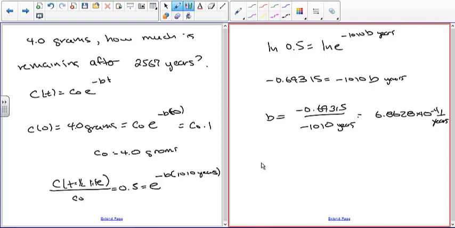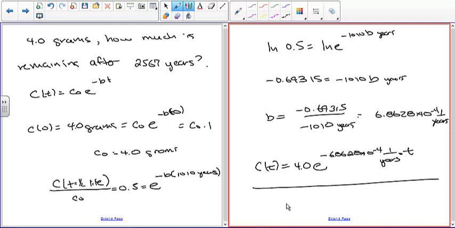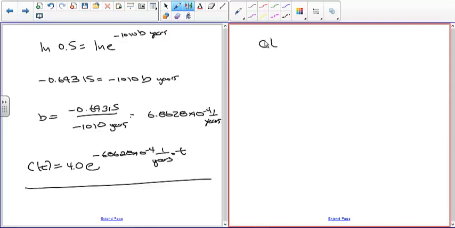So now I can say that the quantity at any particular time is going to be the initial quantity, 4 grams, e to the minus b, which is 6.8628 times 10 to the minus 4, 1 over years, times t. So that's my function. And then all I have to do is plug in t equals 2,567 years.